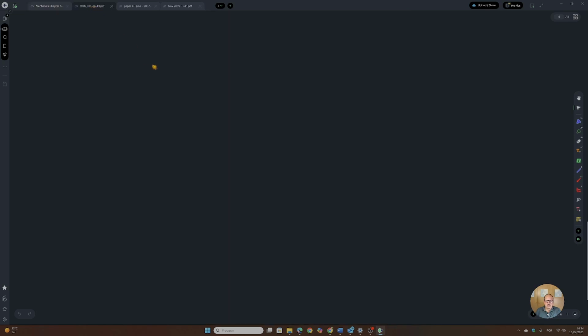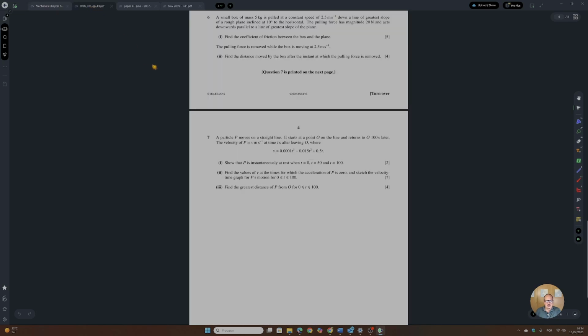Now, the next question is, find the values of v at the times for which the acceleration of P is 0 and sketch the velocity time graph for P's motion from 0 to 100 seconds. 7 points for this. Okay, so we already know that at these times the speed is 0. This is going to be important to sketch the velocity time graph. We need to get the actual velocity when the acceleration is 0.